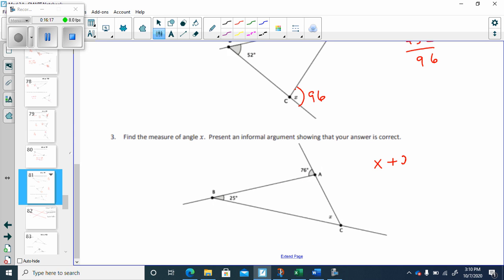X plus 25 equals 76, right? So if that's the case, to get to this, all I got to do is subtract 25 from both sides. X would be equal to 51, right? How do I check to see if this is right? See if these two add up to give me this exterior angle. 76. Yes, it does. Okay.